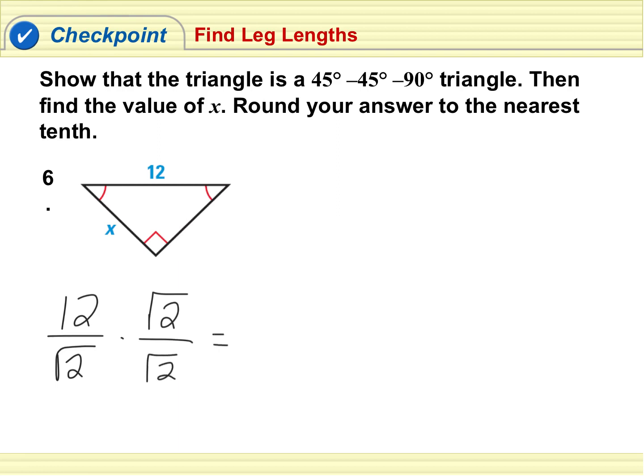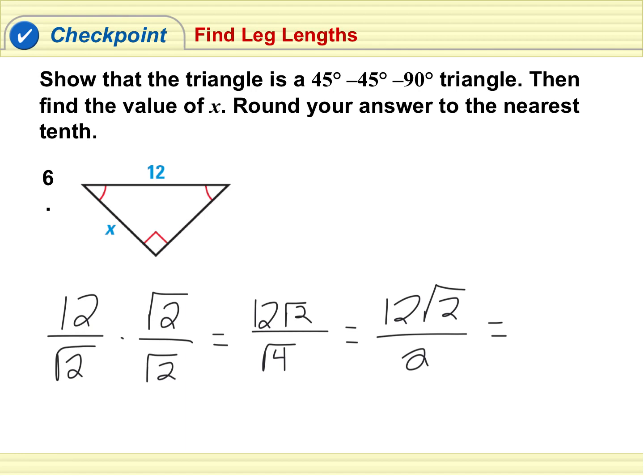Okay. Again, what am I going to get on the top? 12 square root of 2. Good. And then what do I get on the bottom? Square root of 4. Good. Can I do anything with the top right now? Nope. What do I get on the bottom? 2. And then one more step I could do: 12 divided by 2 is 6 square root of 2.